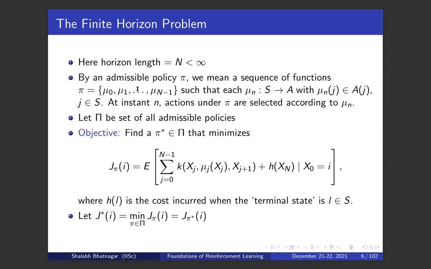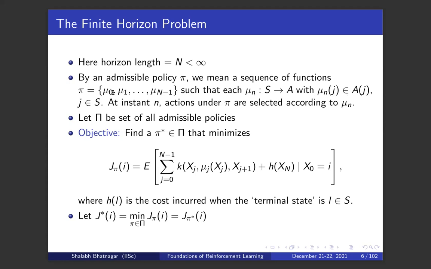So we'll call an admissible policy phi a sequence of n functions. Here n is the horizon length. Let's call these functions mu0, mu1, up to mu(n minus 1). These are all functions that map states to actions, and they should be defined logically, so that if you are given a state, you only pick actions from the set of actions that are feasible in that particular state.